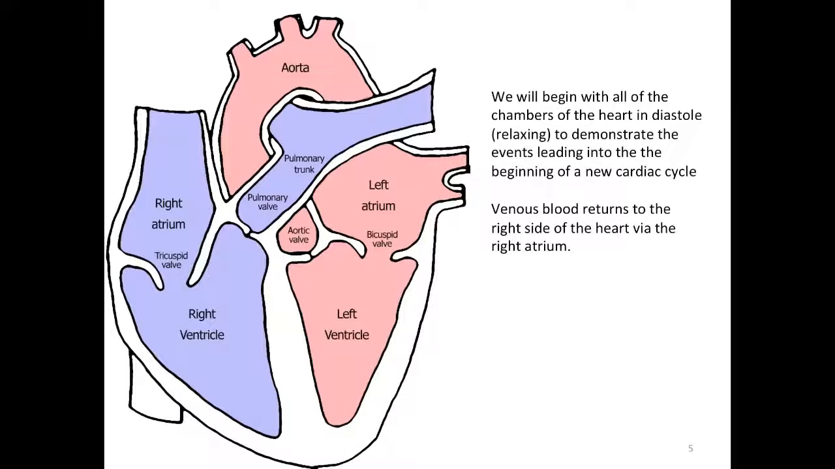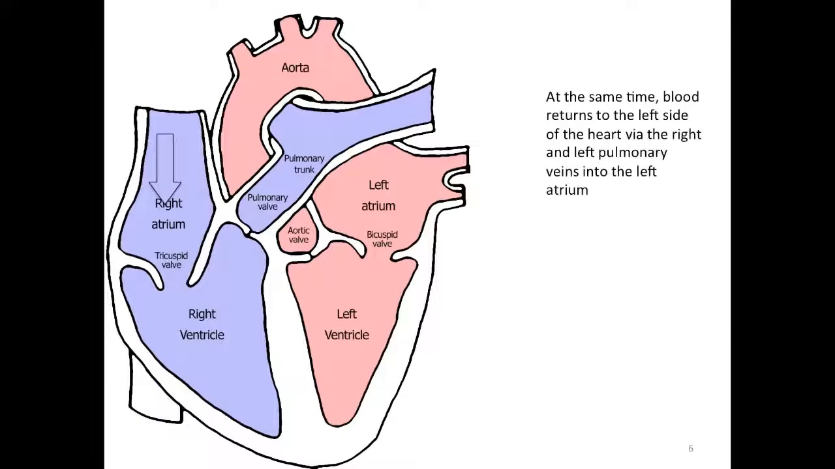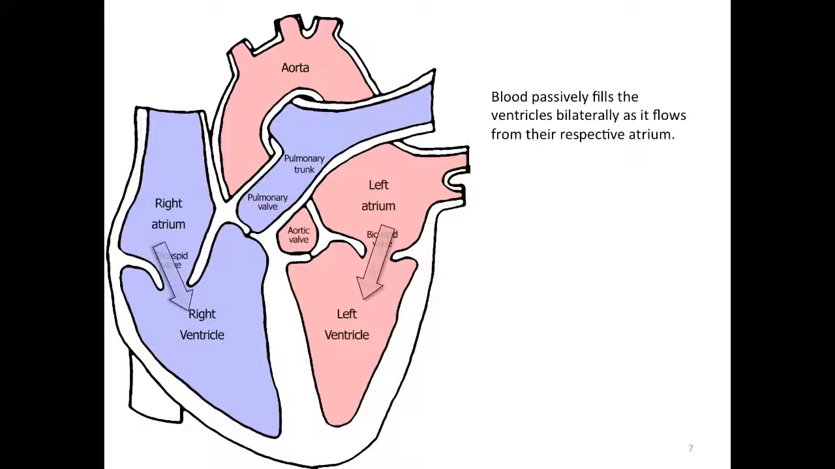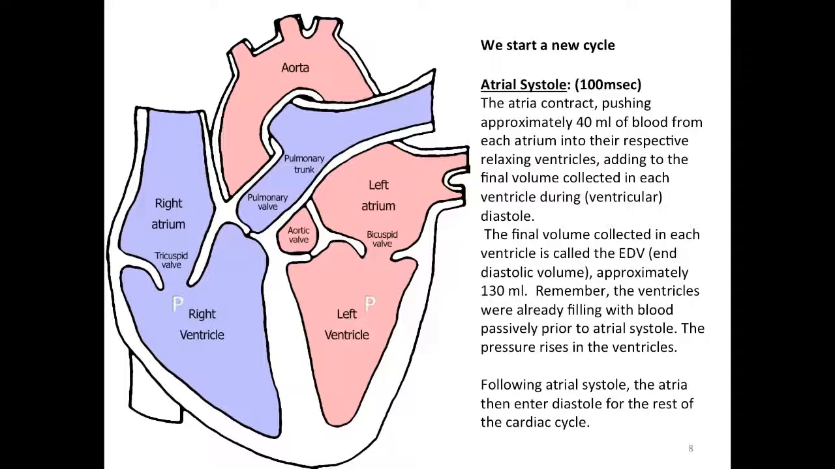We will begin with all the chambers of the heart in diastole, relaxing, to demonstrate the events leading into the beginning of a new cardiac cycle. Venous blood returns to the right side of the heart via the right atrium. At the same time, blood returns to the left side of the heart via the right and left pulmonary veins into the left atrium. Blood passively fills the ventricles bilaterally as it flows from their respective atrium. We start a new cycle.